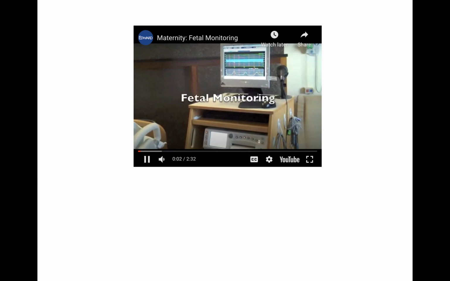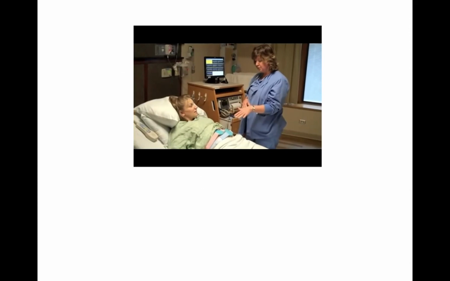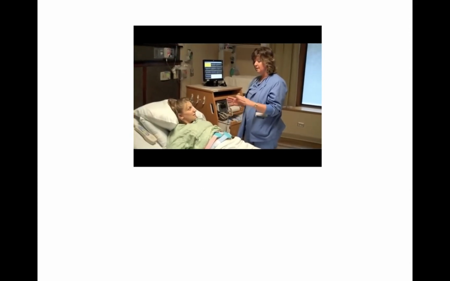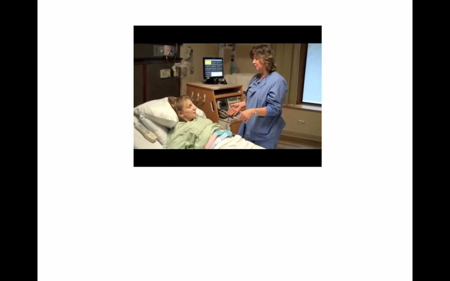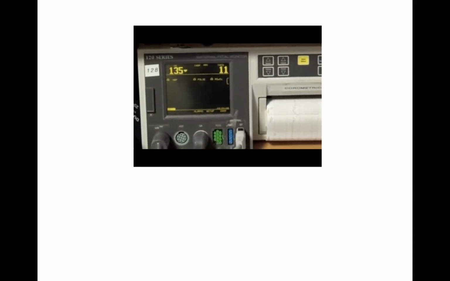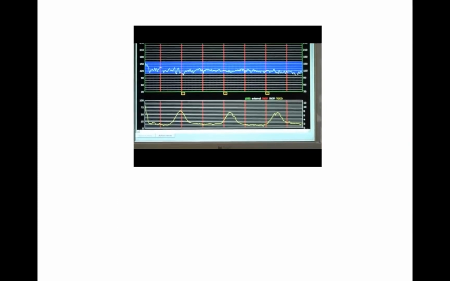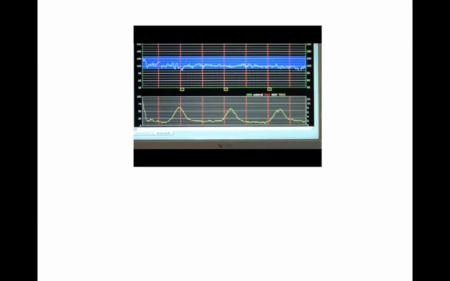Fetal monitoring may be used at different times during your pregnancy and during labor to assess your baby's well-being. The fetal monitor uses ultrasonic waves to pick up your baby's heartbeat. This is converted to a heart rate, which is displayed as a number on the left side of the monitor and recorded as a variable line on the graph paper. The fetal monitor can also be used to monitor the frequency and duration of your contractions, but not the strength of the contraction. The contraction will be displayed as a wave or hill pattern on the graph paper and on the large screen above the monitor.